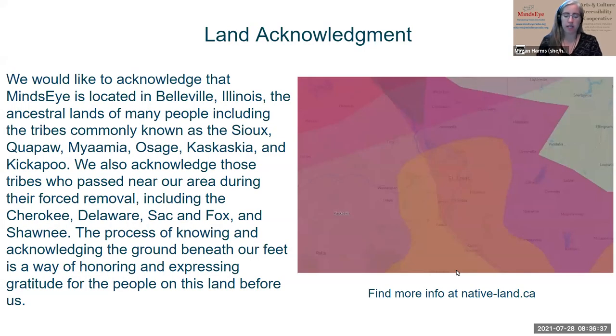We would like to acknowledge that Mind's Eye is located in Belleville, Illinois, the ancestral lands of many people, including the tribes commonly known as the Sioux, Quapaw, Miami, Osage, Kaskaskia, and Kickapoo. We also acknowledge those tribes who passed near our area during their forced removal, including the Cherokee, Delaware, Sac and Fox, and Shawnee. The process of knowing and acknowledging the ground beneath our feet is a way of honoring and expressing gratitude for the people on this land before us. And this is a map of the St. Louis area, with several overlapping colors, each representing a different tribe that lived in this land before us. You can find this interactive map at native-land.ca.